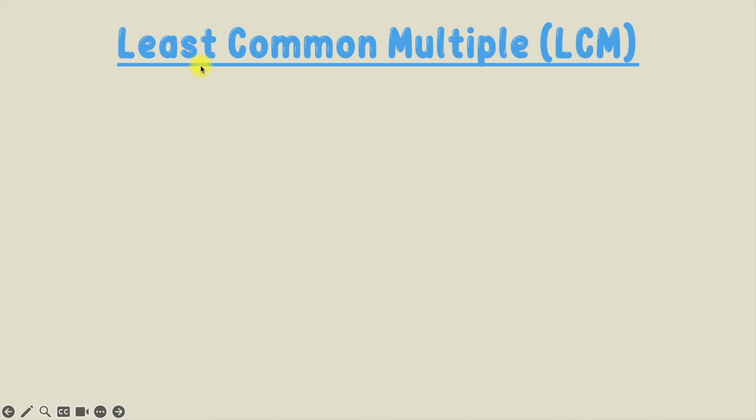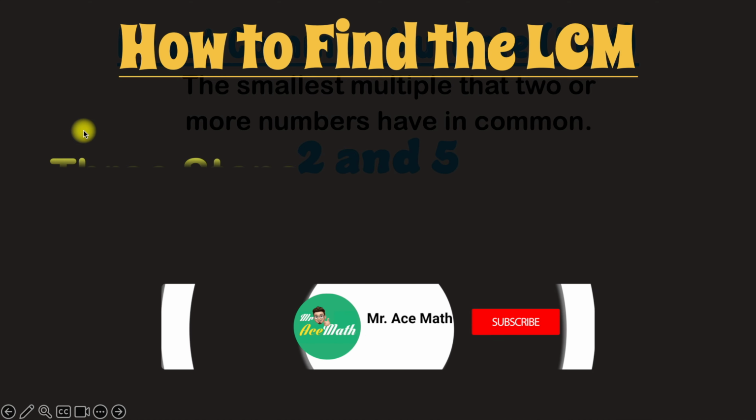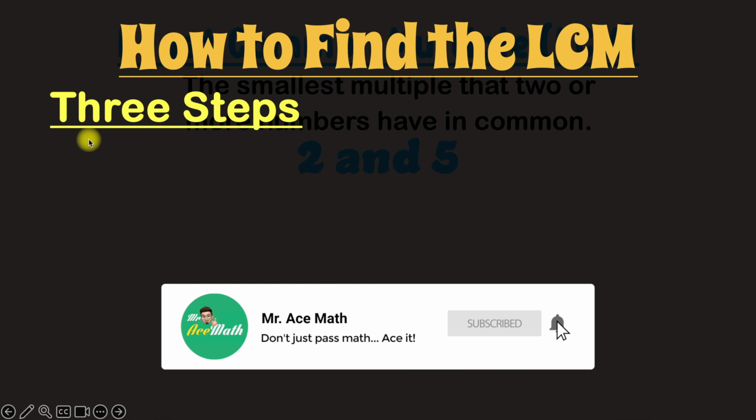So like we said before, LCM stands for Least Common Multiple. And the least common multiple is the smallest multiple that 2 or more numbers have in common. So let's say we're trying to find the least common multiple for the numbers 2 and 5. Well, there are 3 steps to finding the LCM.